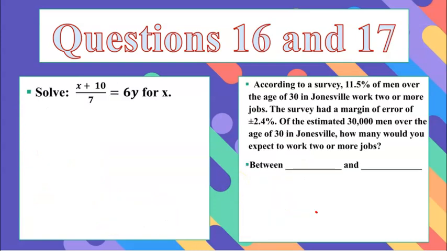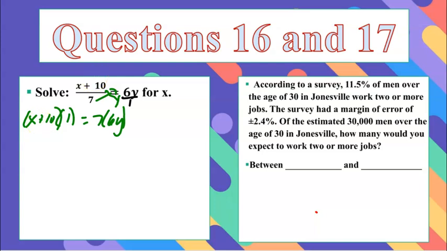And our last questions. Solve (x plus 10) divided by 7 equals 6y for x. Now, there are two ways you could do this one. Since we've been doing proportions, let's just make this a proportion. All I have to do is put a 1 underneath the 6y. Now I can use cross products. So I'm going to have (x plus 10) times 1, and that's going to equal 7 times 6y.